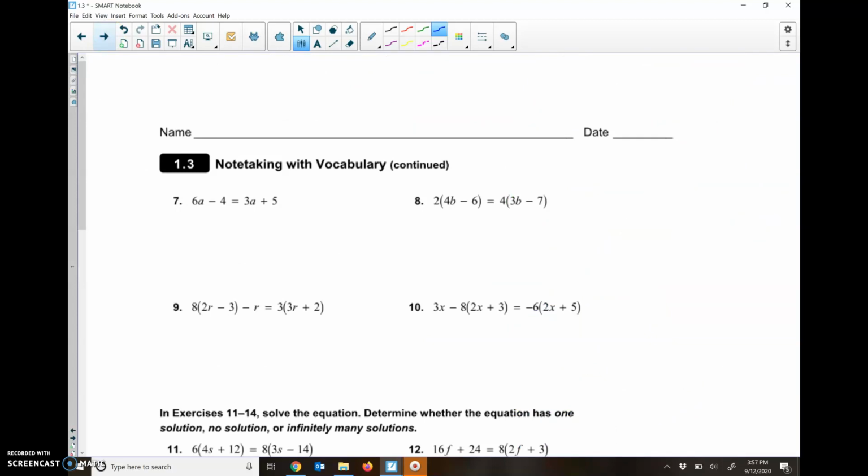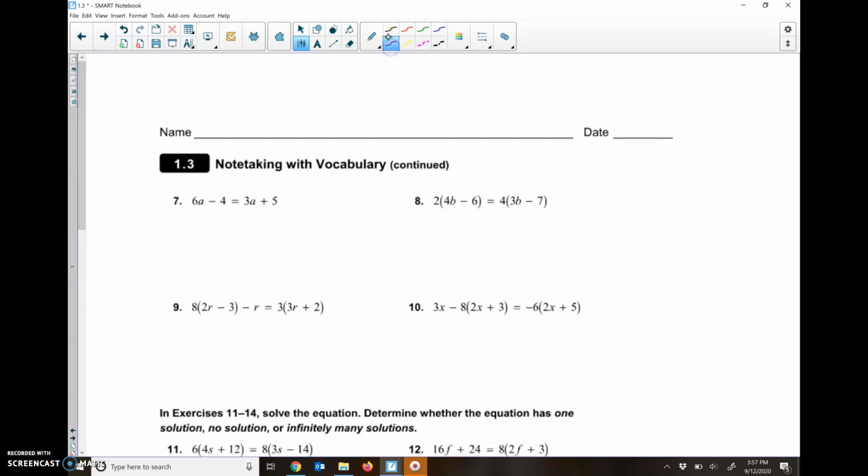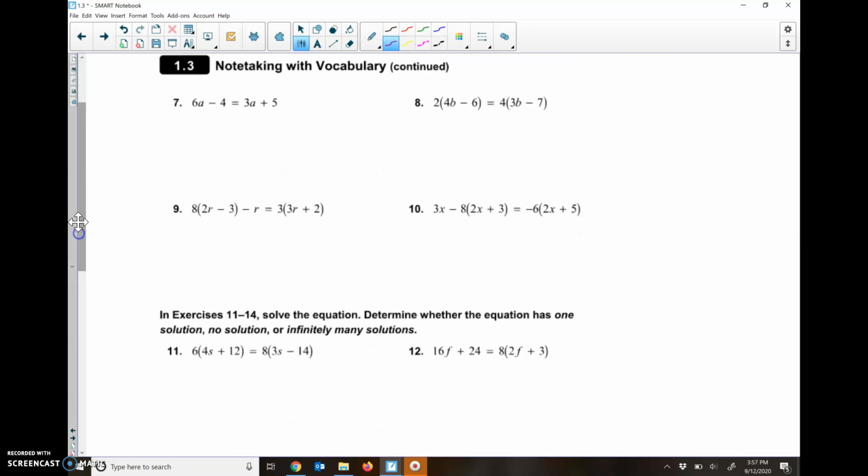Only thing about these problems is they have some double distributing. Otherwise, it's pretty much the same thing. So let's look at a question like number 9. Okay, so 2 distributing things here. So 8 times 2 is 16r. 8 times negative 3 is negative 24.